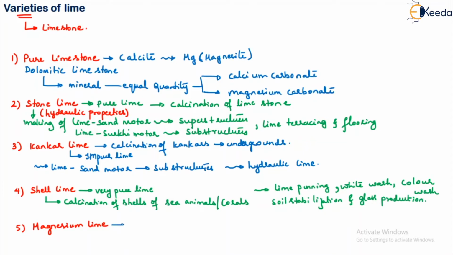And the last type is the magnesium lime. So this is generally manufactured from the dolomite and contains magnesia. The amount of magnesia present will generally be more than 5%, and we use this particular type of lime in making the mortar or plasters. So these are the varieties of lime.